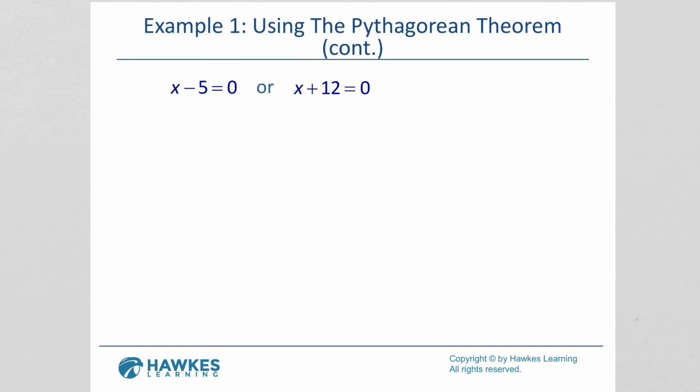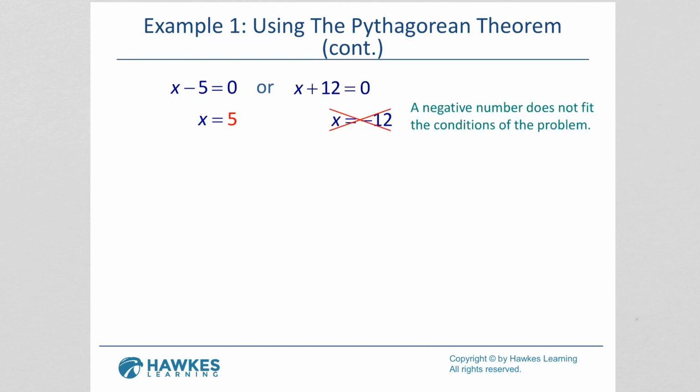We'll set each factor that's linear equal to 0 and solve. X minus 5 equals 0. We add 5 to both sides, which gives us x equals 5. X plus 12 equals 0. We subtract 12 from both sides, giving us x equals negative 12. We throw that solution out because negative numbers are not going to fit the conditions of the problem. We can't have a negative length. So our answer is x equals 5 and x plus 7 equals 12.